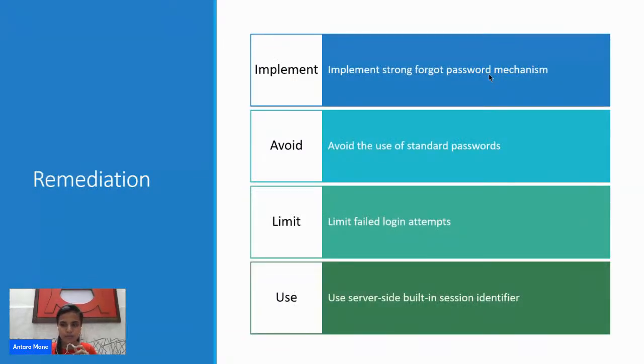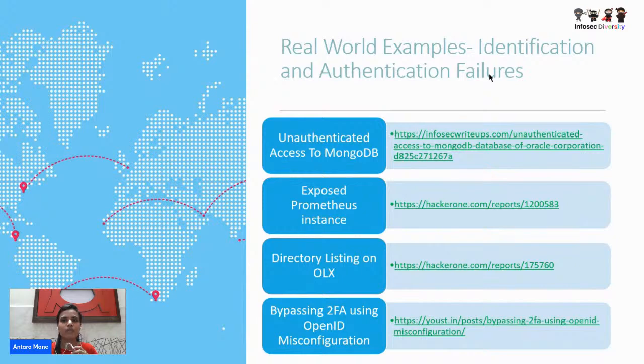So how would you remediate this kind of vulnerability? Implement a strong forgot password mechanism, avoid using standard passwords, limit the failed login attempts, right? Use a server-side built-in session identifier to maintain and secure the authentication and authorization process. These are a few real-world examples for identification and authentication failures: unauthenticated access to MongoDB exposed due to default credentials, exposed Prometheus instance, directory listing on OLX, bypassing 2FA using OpenID configurations, right?